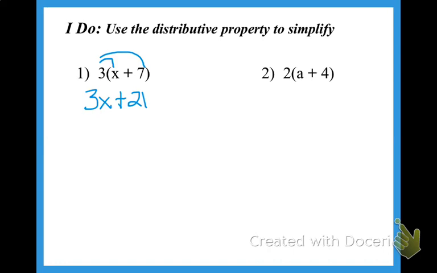In the next one, again, I see 2 right beside the parentheses, so it is multiplication. So when I distribute, 2 times a is 2a, and 2 times 4 is 8.